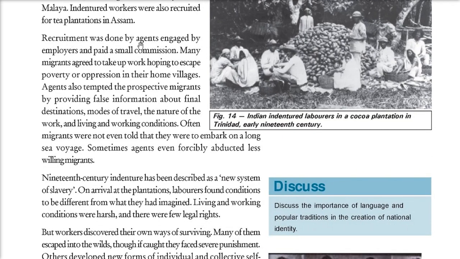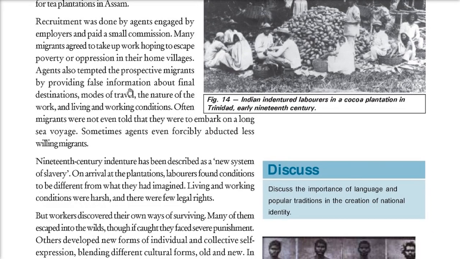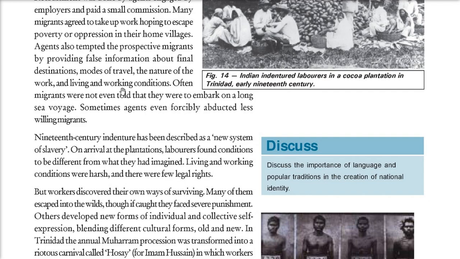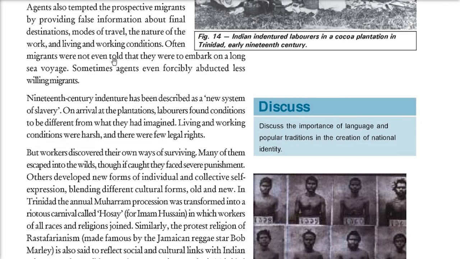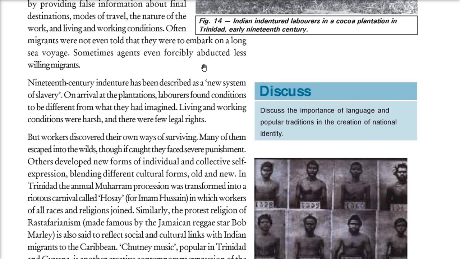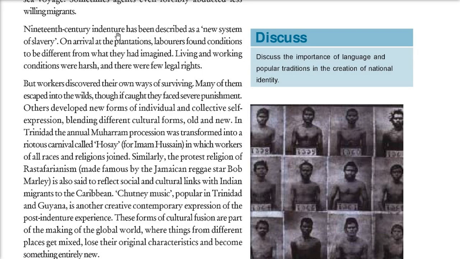So as I said, recruitment was done by agents. They used to tell them, we will be giving you such an opportunity, you will be away from your poverty and oppression. And then they gave them false information about their final destination, the mode of travel, the nature of work, and the living and working conditions. They were also not told that they had to go on a long sea voyage. Sometimes they would even forcibly abduct those migrants who were less willing. So in the 19th century, this indentured labor was described as a new system of slavery. At that time it was called the new Das Pratha, new system of slavery.